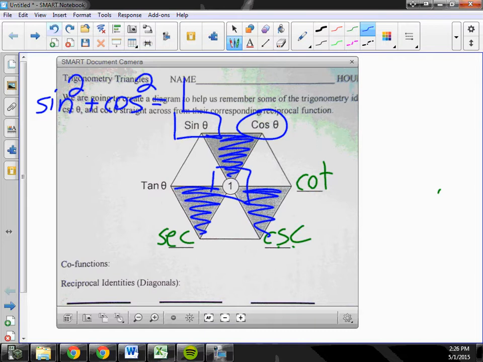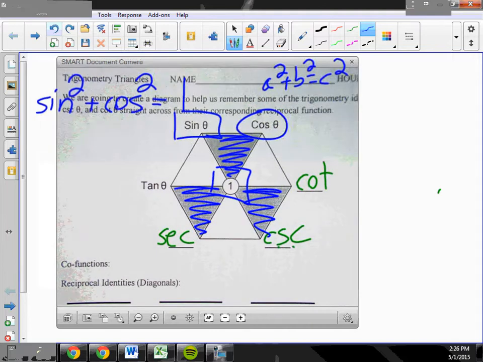So write that down on Pythagorean identity. Sine squared plus cosine squared equals 1. Why do you suppose it's called a Pythagorean identity? The Pythagorean theorem is a squared plus b squared equals c squared. Is that what we have?